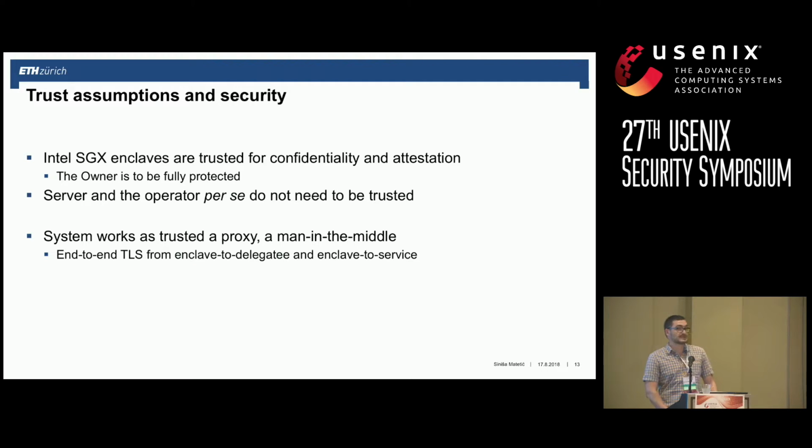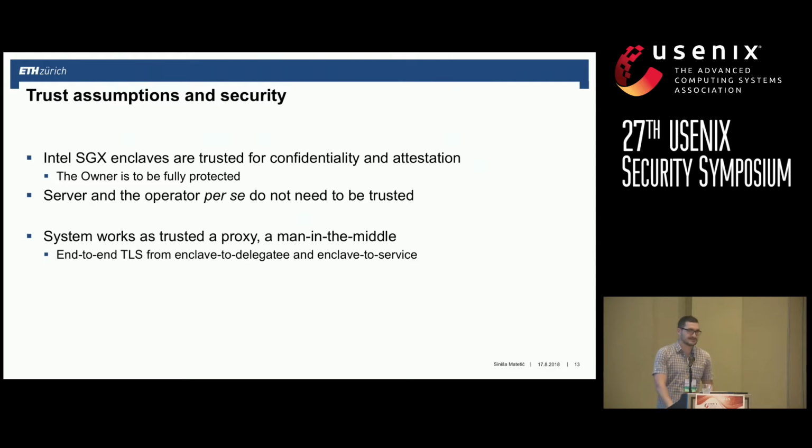So basically, what are the trust assumptions that we have here? We trust the enclaves for confidentiality and attestation in order to fully protect the owner of the system. The server and the operator of such a system don't per se need to be trusted, because we put the trust inside of the enclave, so the operating system can be completely untrusted. This we achieve by using end-to-end TLS connections, from the enclaves to the users, either owners or delegatees, or from the enclave to the service operator.